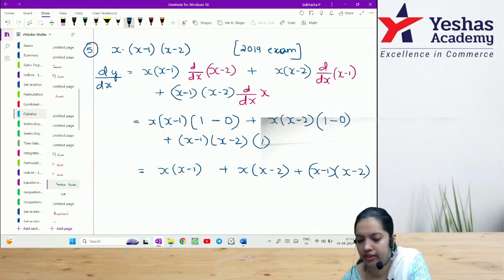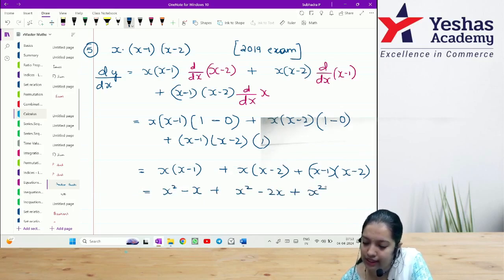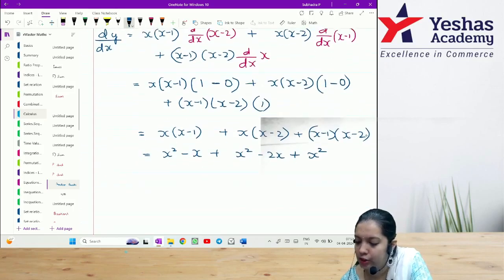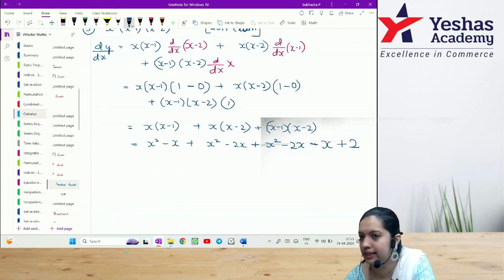This can be written as x square minus x plus x square minus 2x plus x into x is x square, x into 2 is 2x, minus x into x, x into 1 is x, minus into minus is plus 2.